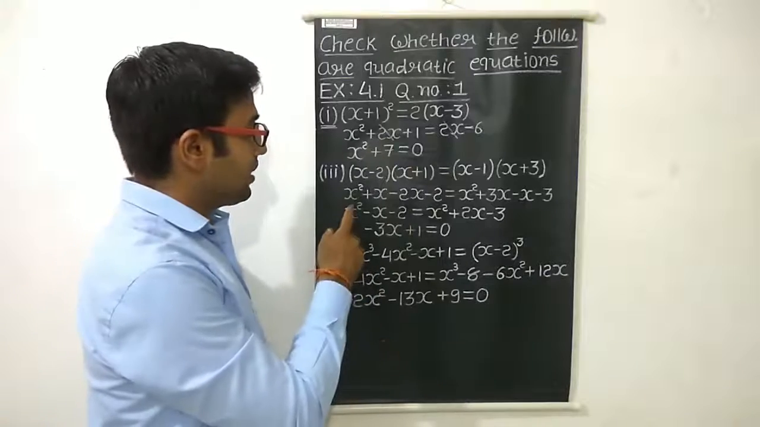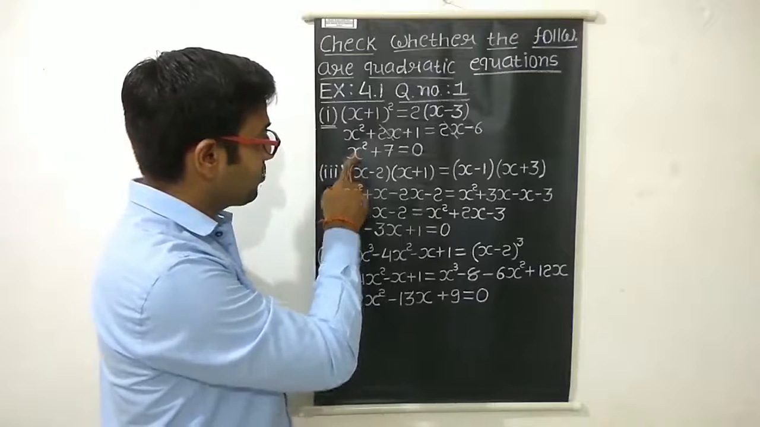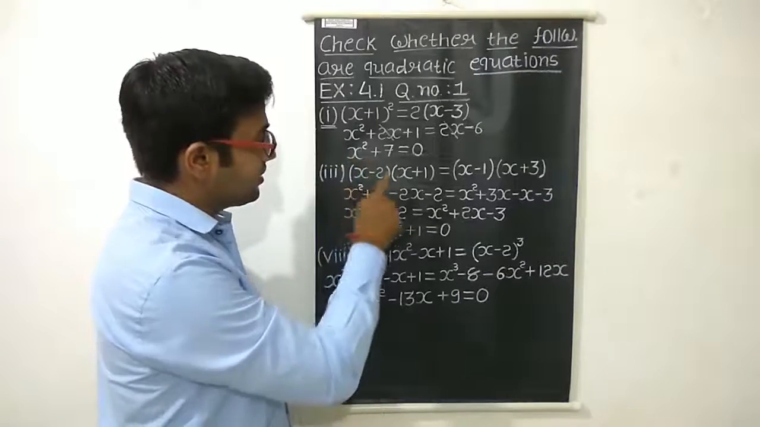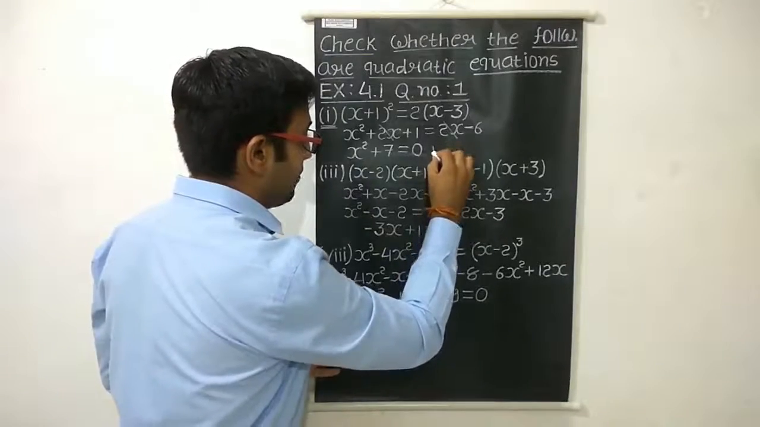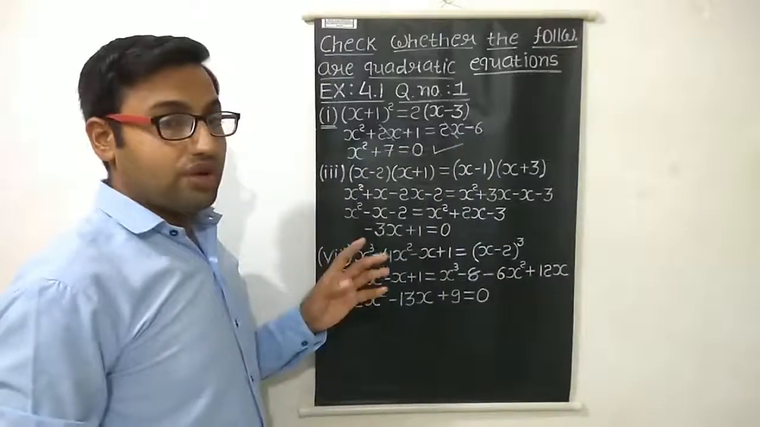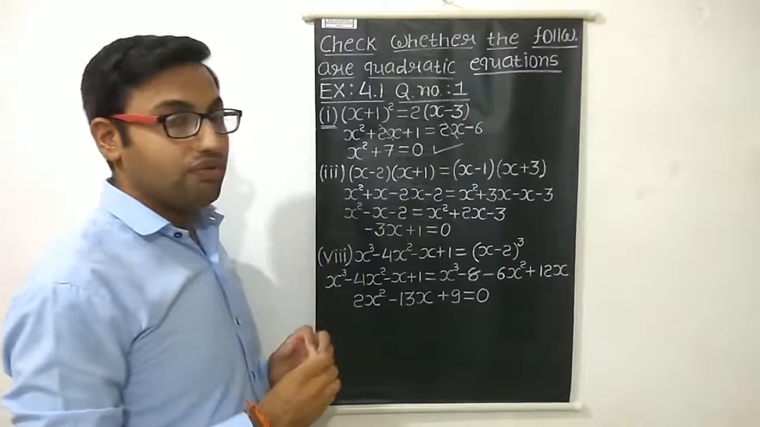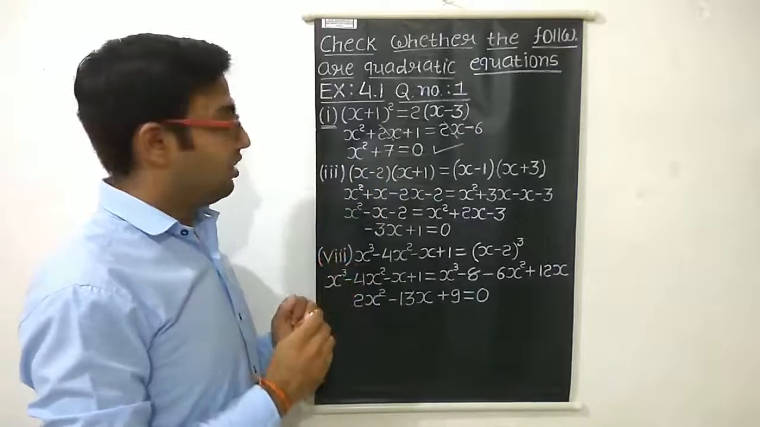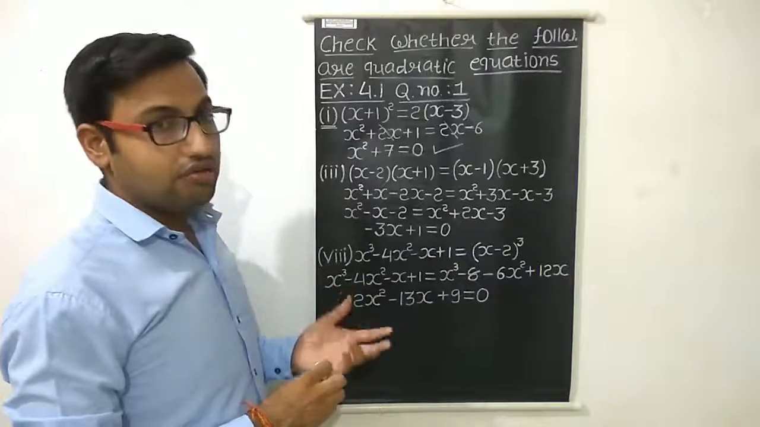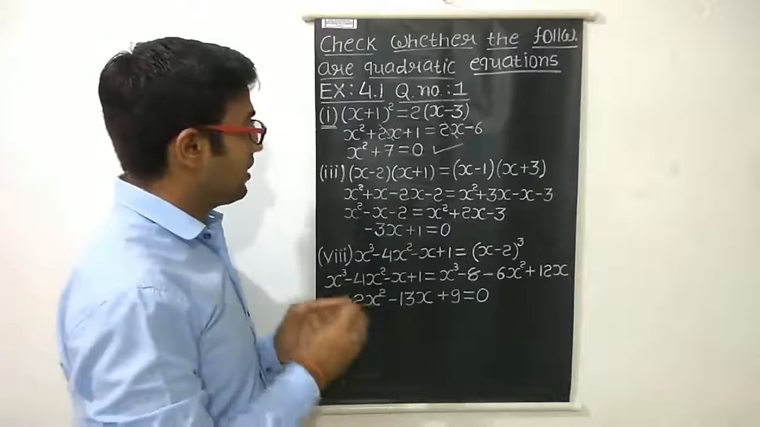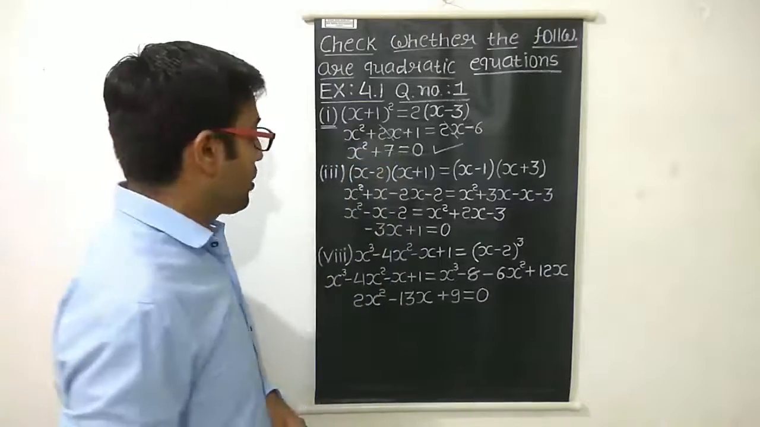Now we have to observe, is there a term with x square? Yes, there is a term with x square. Then we can say that this is a quadratic equation, right? This is a quadratic equation. One thing that you have to also notice here is that there is no term with the variable x, right? But it is not important whether there is a term with x or not, but there should be a term with the x square, right?